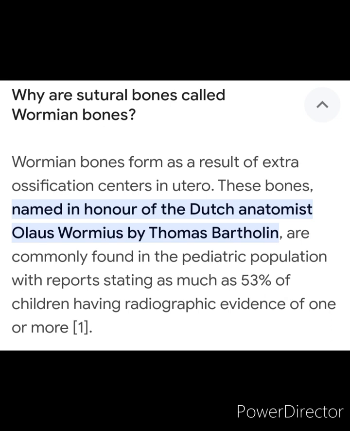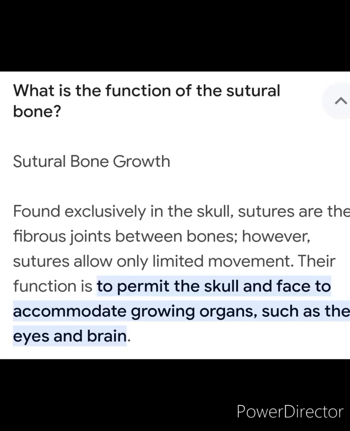Actually, Wormian comes from a person. His name was Olaus Wormius, a Dutch anatomist, and this name was given, meaning extra bone. The meaning of that is extra bone.